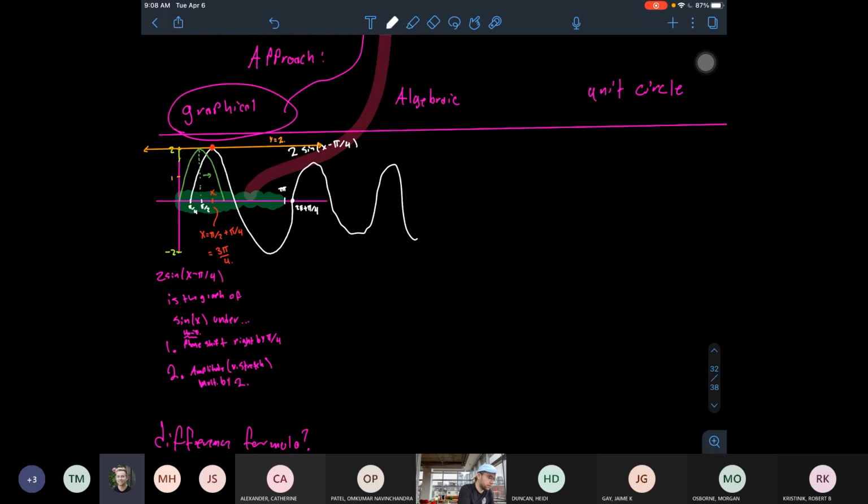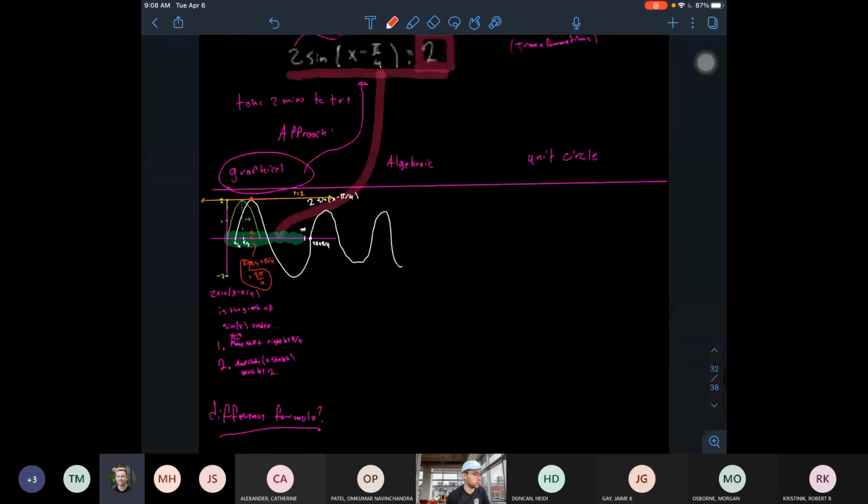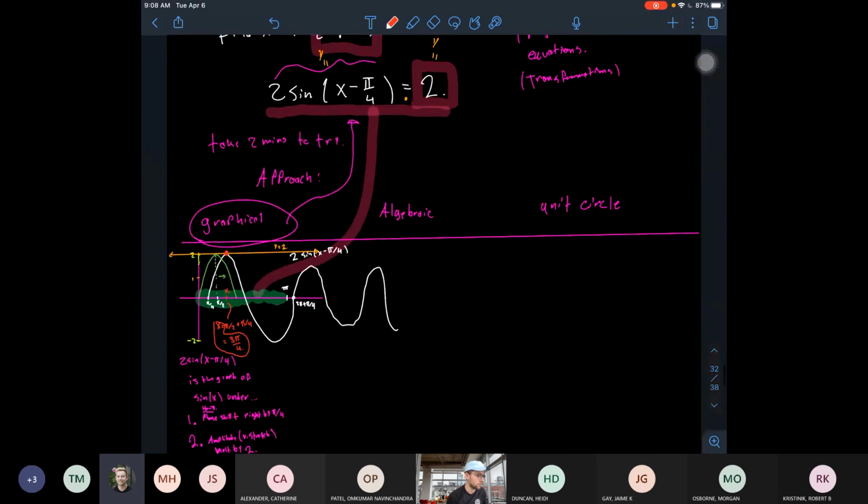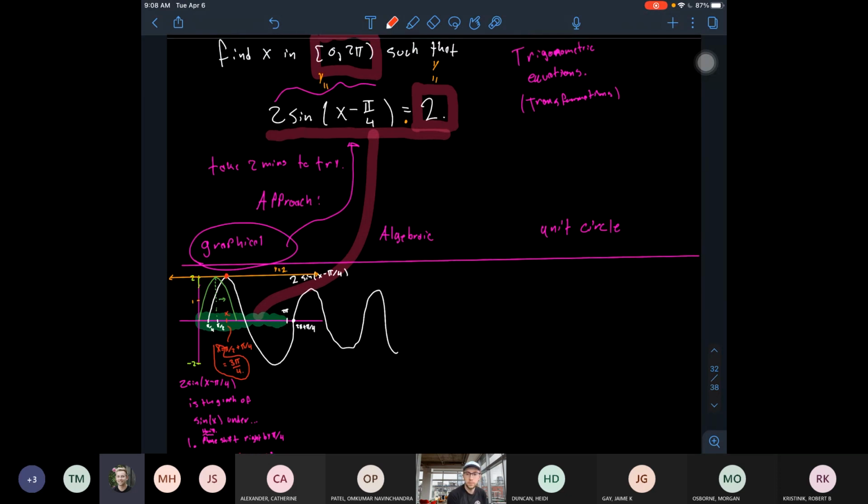Okay, so to finish up, I would say basically, x equals 3 pi over 4 is my final answer based on this graphical approach. Okay, so that's one way to view this problem in a graphical way. I think the graphical way is a little bit loosey-goosey in some sense. But I think it's a perfectly valid way of thinking about this problem.